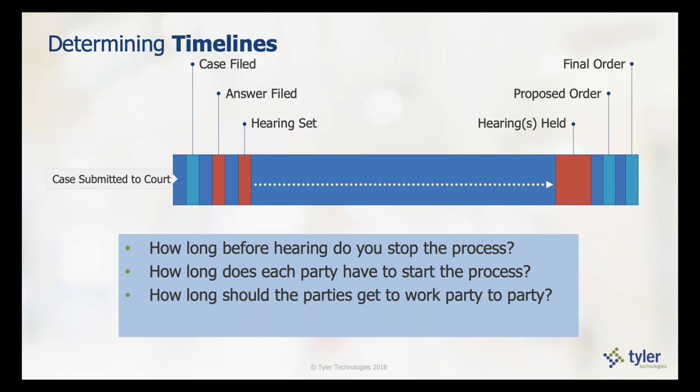How long should the parties get to work in that party-to-party negotiation? So how long should they be able to talk back and forth with each other without any kind of third-party neutral involved before we say, okay, obviously you guys aren't going to be able to settle it, let's bring in another party? Again, if we have an 80-day window, we may want to allow them 40 days to do that, and then it automatically goes to a neutral to jump in and help them after that, on that 41st day.